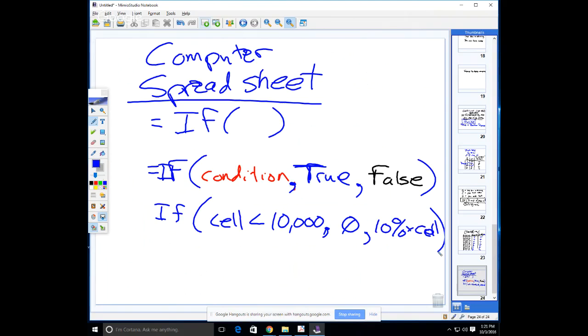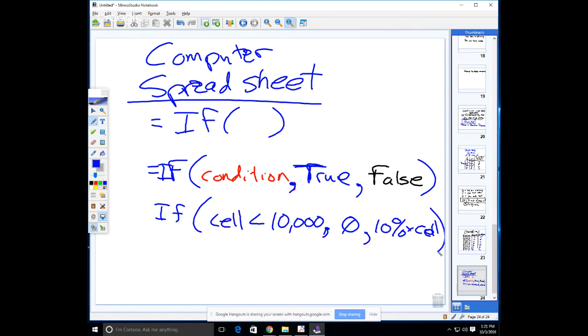So that's an example. Think about taxes. If you don't make enough money, you don't have to pay taxes. Or tax brackets. If you make over 20,000, we're going to put even more taxes on you. Right? You're going to pay, instead of 10%, 20%, for example. So that's the kind of thing accountants do with an if statement.